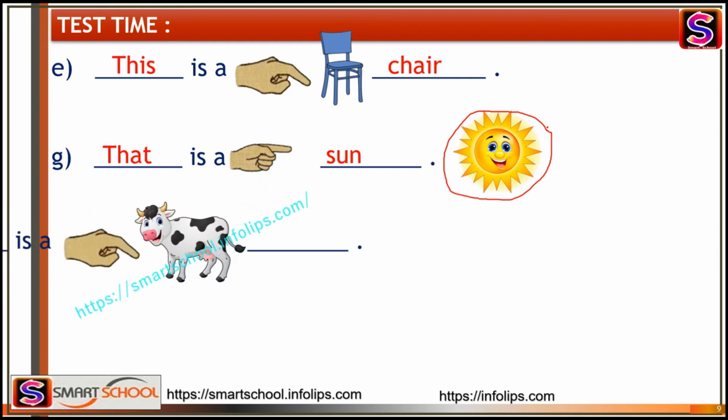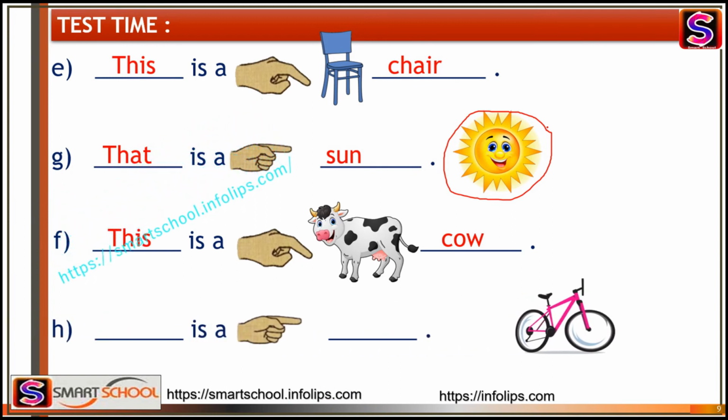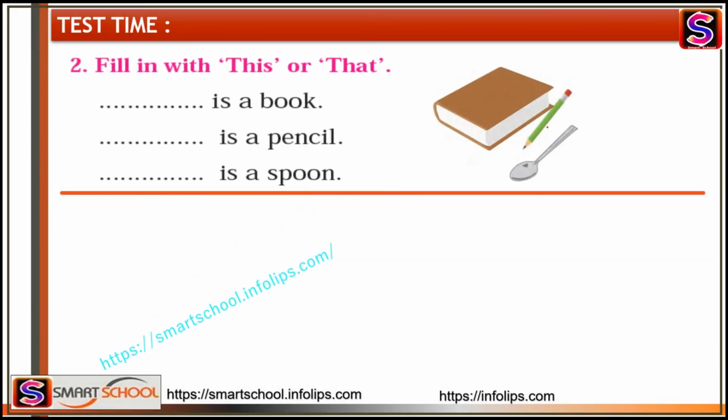Good. See here. Dash is a picture and dash. This is a cow. Right. This is a cow. Good, Bhavi. One more. Tell me. Dash is a dash and picture. That is a bicycle. Yes, that is a bicycle. Right.